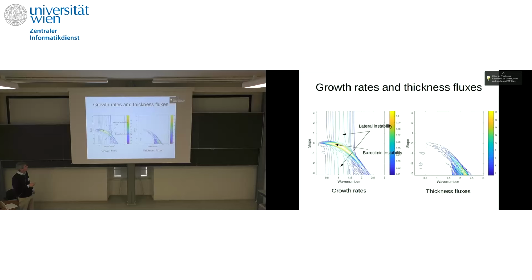So what this says is that if you have a strong enough positive slope, you suppress baroclinic instability. You have no baroclinic instability, but you have lateral instability. So you just have this with no heat flux.